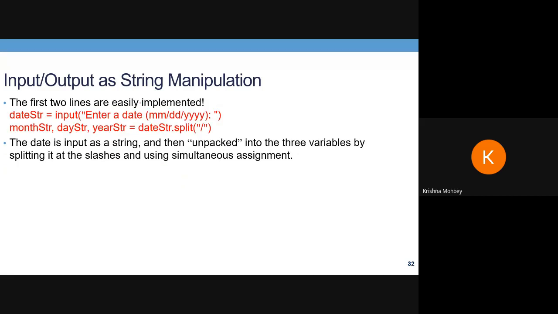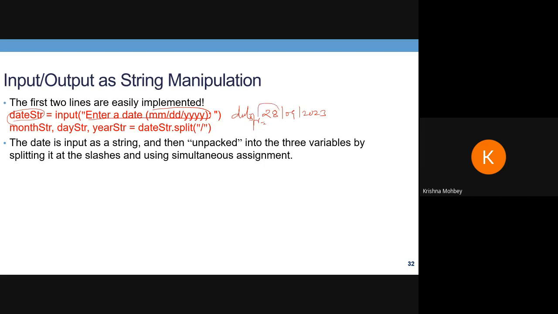So see the example here. The first two lines are specially implemented. How? We are getting an input in MM/DD/YYYY format. So someone has passed something like 28092023, and that is stored in the date string. This is my variable date_str. So this information is stored here.